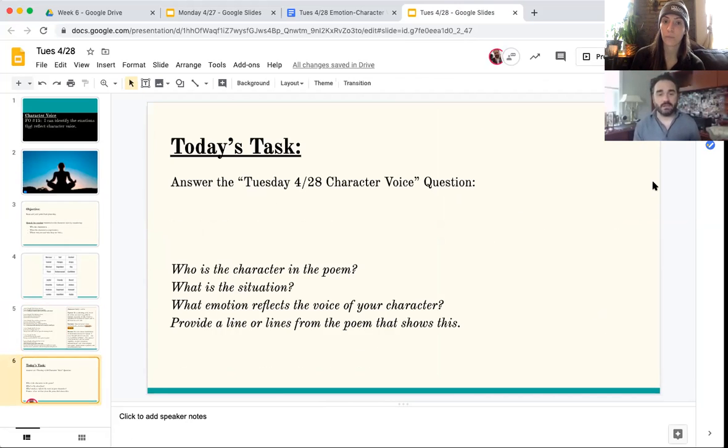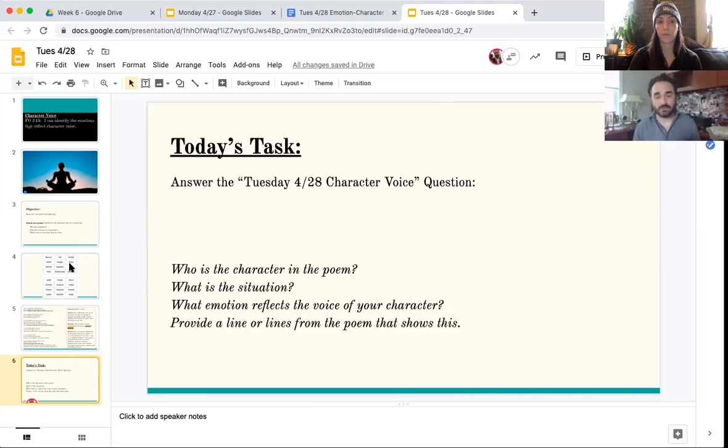So for today, you have 4 questions, or 1 question and an instruction. Who is the character in your poem? Maybe you name them in your poem already, but just go ahead and explicitly, specifically name your character. What is the situation that this character's in? Again, be as specific as you can, because Ms. Laredo and I have not watched every single TV show and movie ever. Help us understand who this person is and what emotion reflects their voice. How do they feel in this moment?